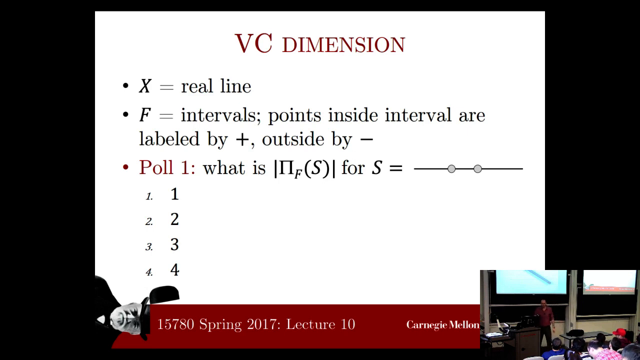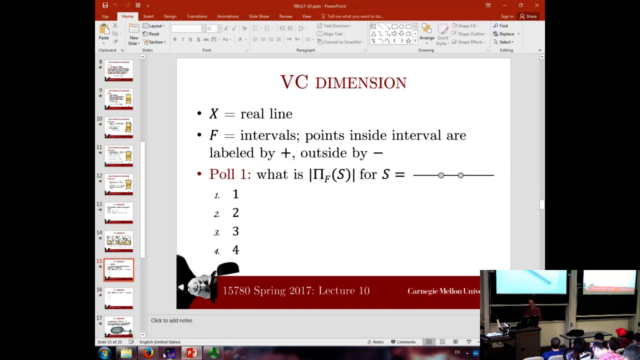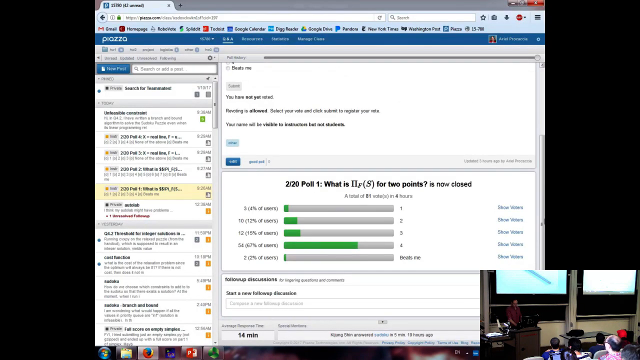Now, imagine that I take my set S as just 2 different points on the line. It doesn't matter which ones. Let's say 0 and 1. So that's the set S. And my question to you is, what is the size of the set pi F of S? So that's poll number 1 on Piazza. Okay, excellent. So we have a 2/3 majority for the right answer, which is 4.